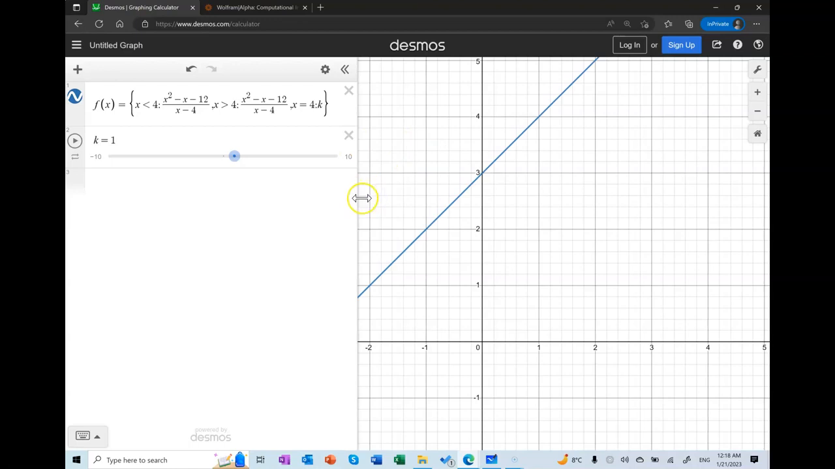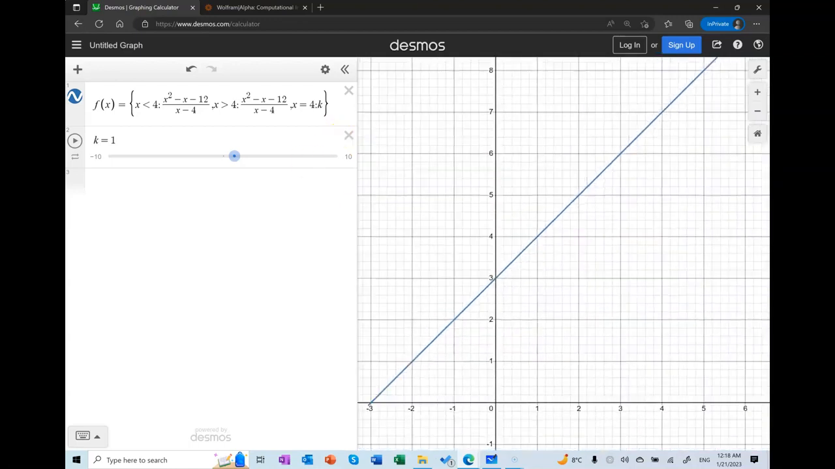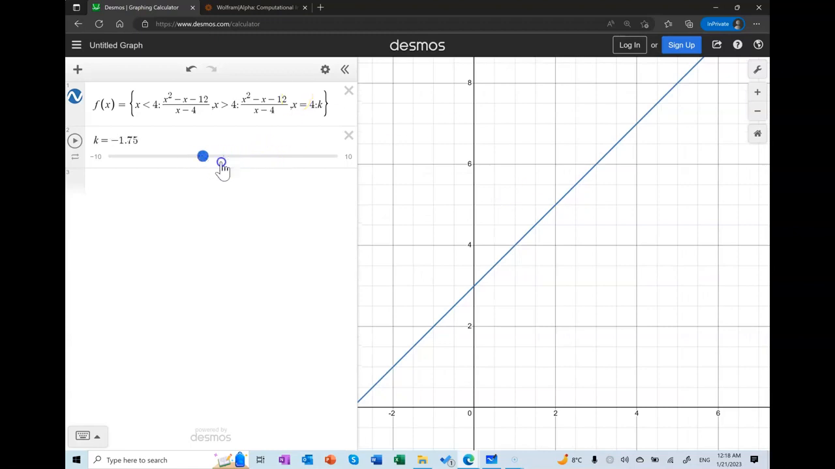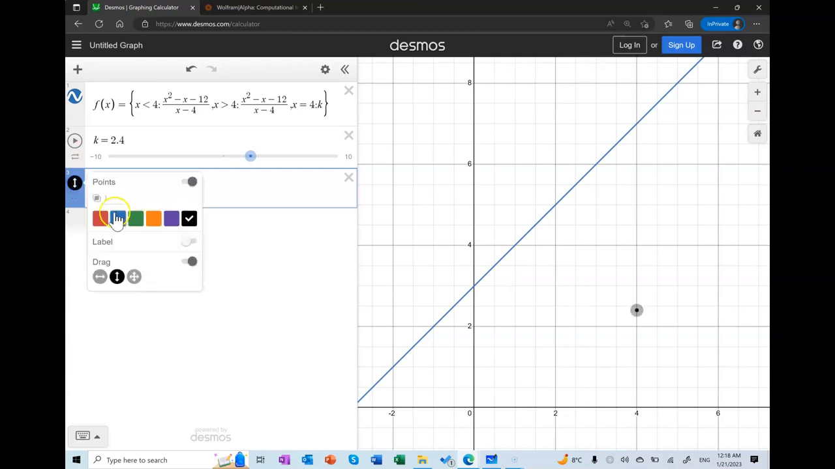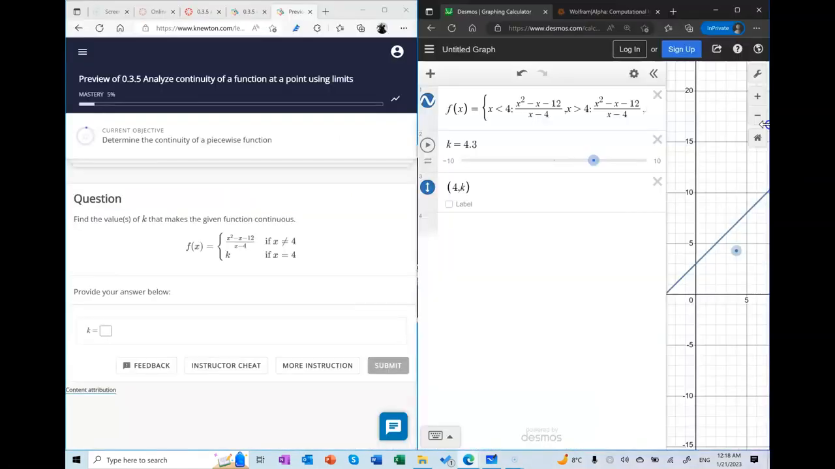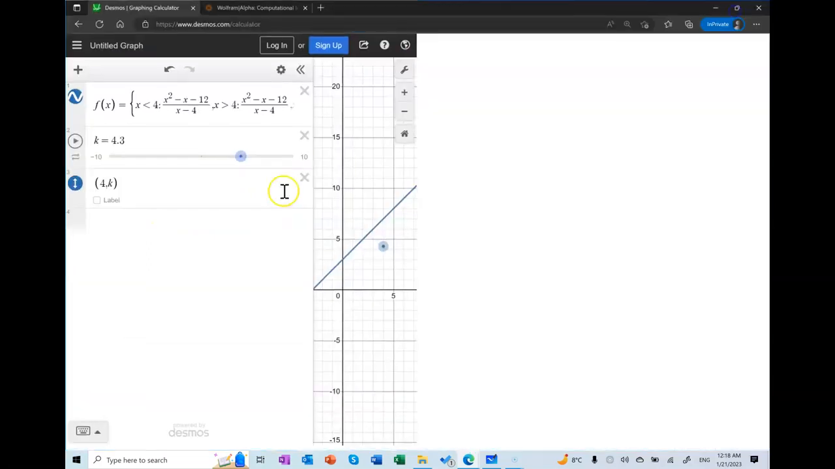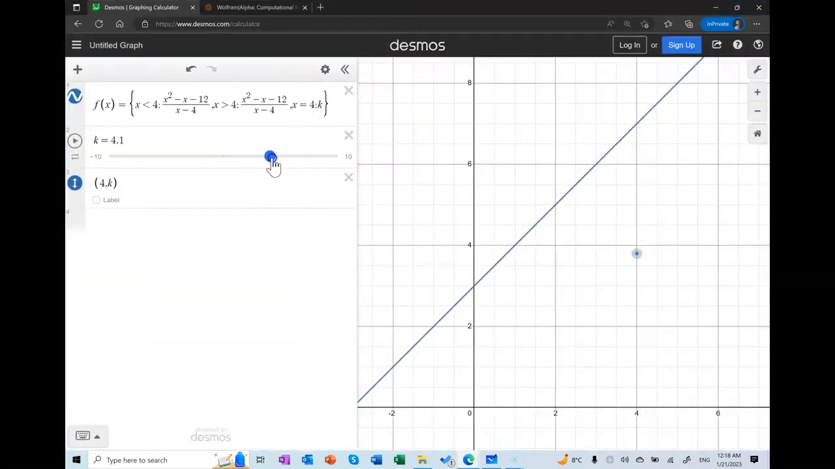What we have here is, and it's hard to see, so let me also plot this point, (4, k). Let me also choose the color blue for it. And now, as I'm changing k, do you see how the output of the function at 4 changes? And if we look at the question, what's the question asking us? The question is saying, find the values of k for which the function is continuous. Well, visually it's very easy to understand the question. For which values of k is the function continuous? Well, which way should I slide it, up or down, to connect the two pieces?